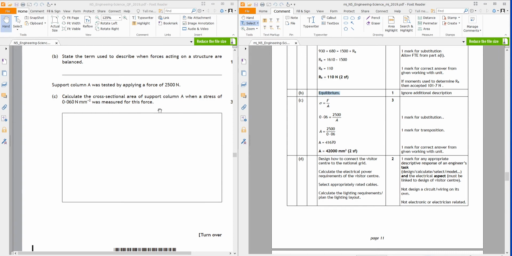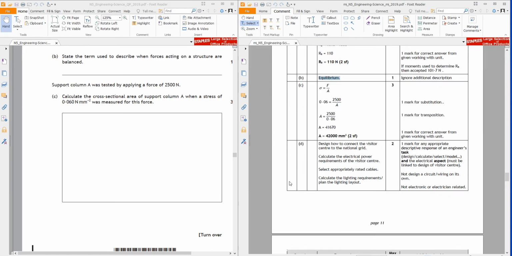Calculate the cross-sectional area of support column A when a stress of 0.06 newtons per metre squared was measured for this force. So it's 2,500. So the stress is force over area. So substituting in, we've got 0.06 is 2,500 over A. The A is jumped diagonally, the 0.06 is jumped diagonally, and there we go, 42,000 millimetres squared.